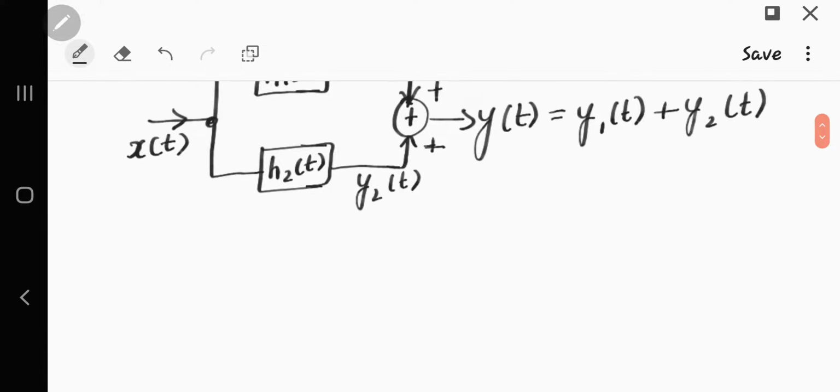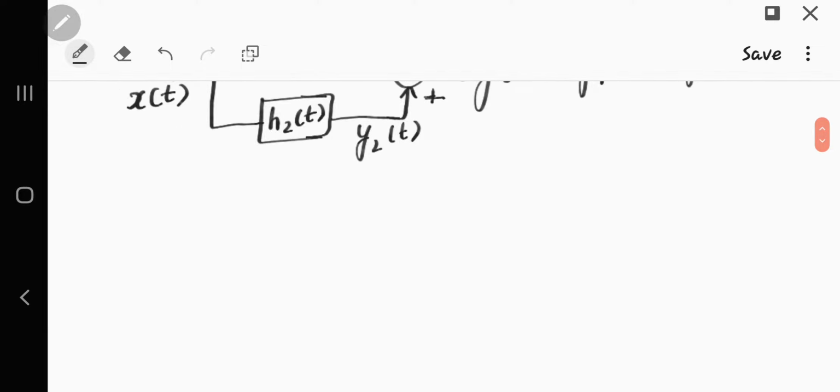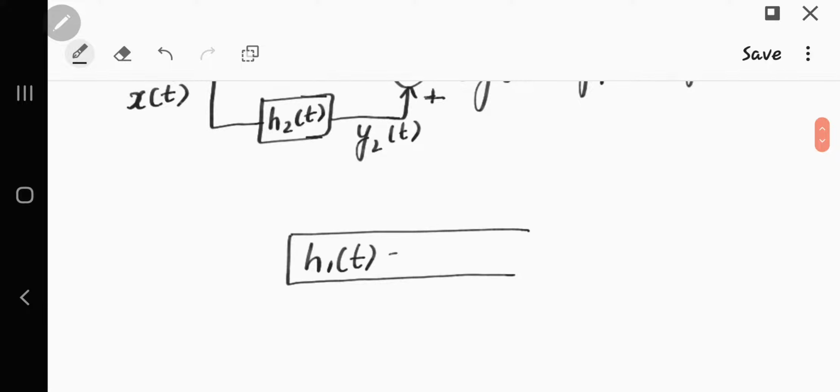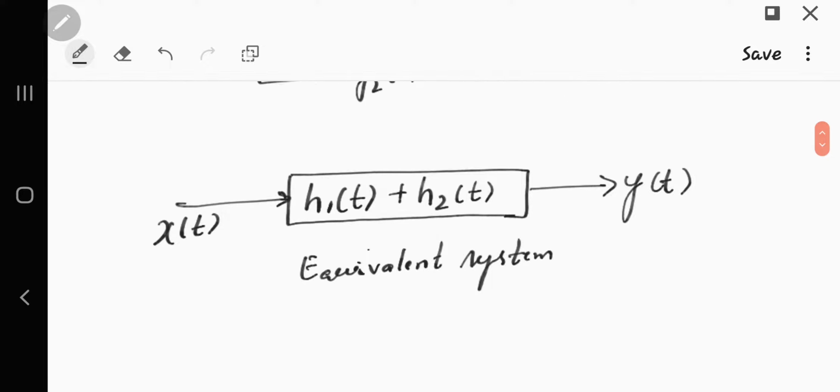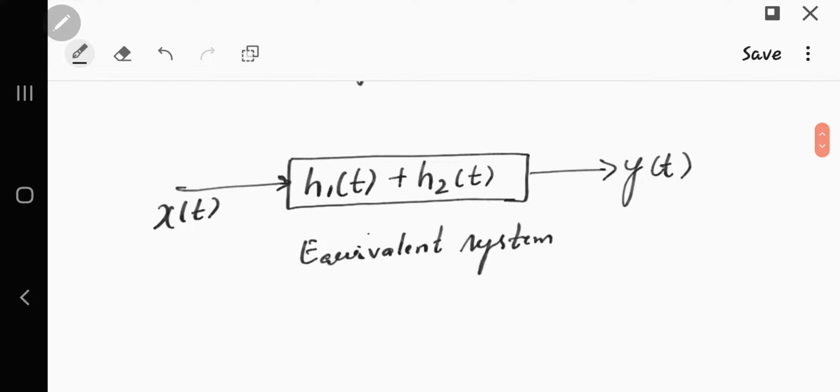Now if we write the equivalent circuit for this, or we can call it the equivalent system, the equivalent system for the above system will be the sum of two impulses. So this is the equivalent system. Let's write it as equivalent system. So this is the equivalent system for the parallel connection of LTI systems.